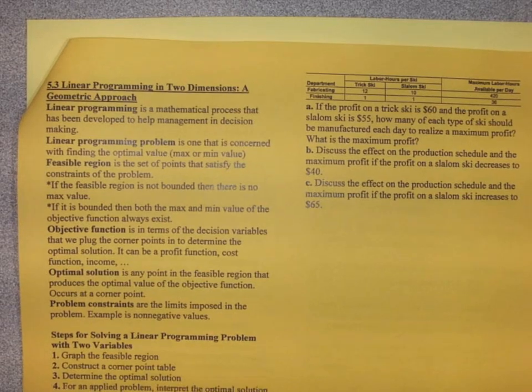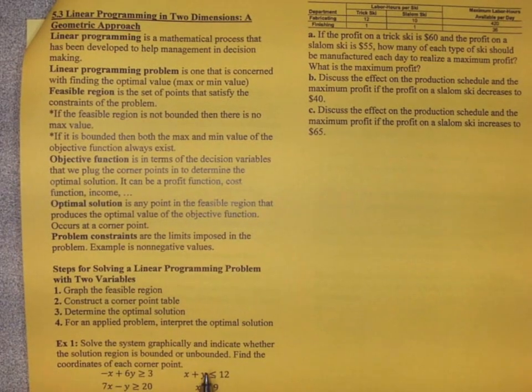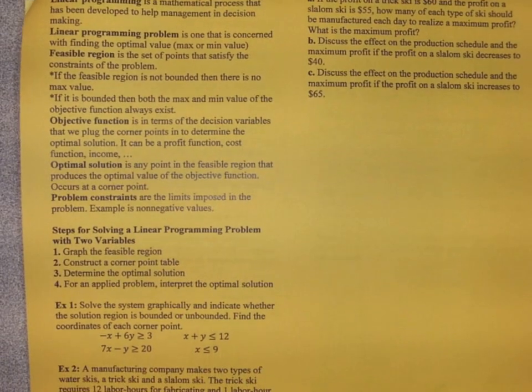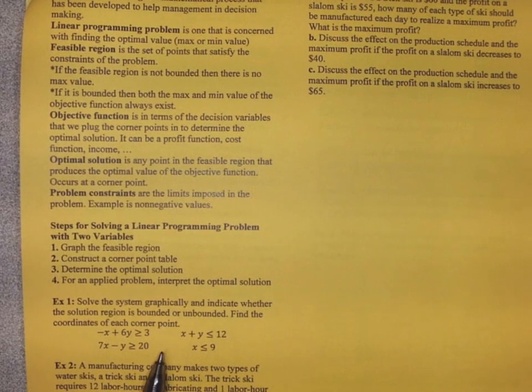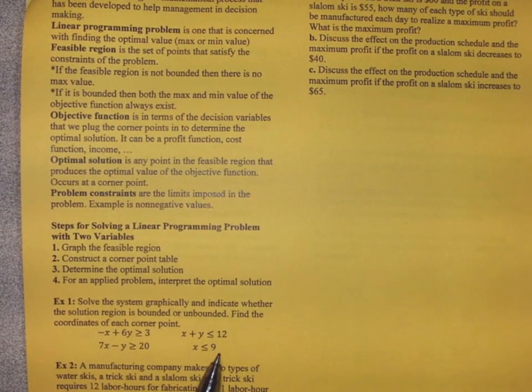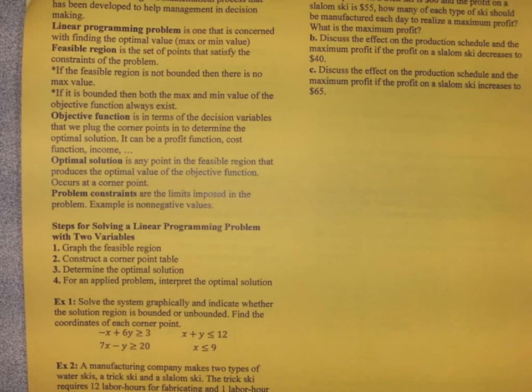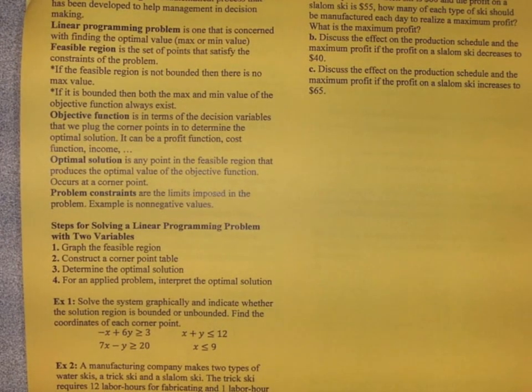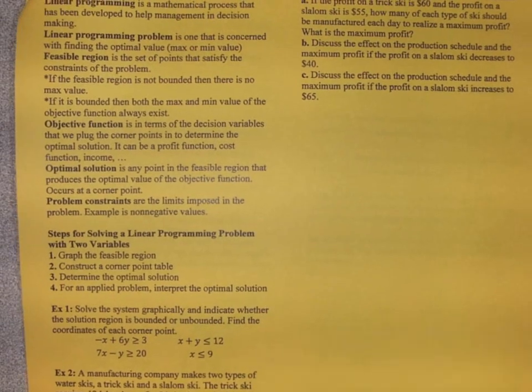All right, so for example 1, we're going to solve the system graphically and indicate whether the solution region is bounded or unbounded. And then we'll find the coordinates of each corner point. So we have 4 equations this time. So far we've done like 2 equations, but we are going to do 4. So we're going to start with that, and for each one we're going to find the x-intercept, find the y-intercept, and do the test point of 0, 0.